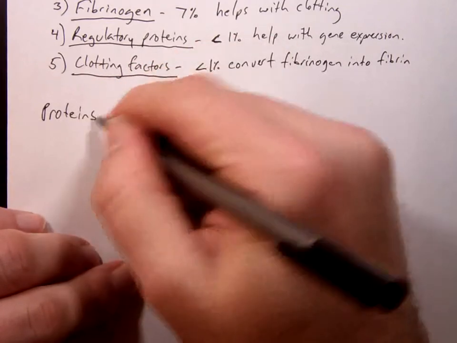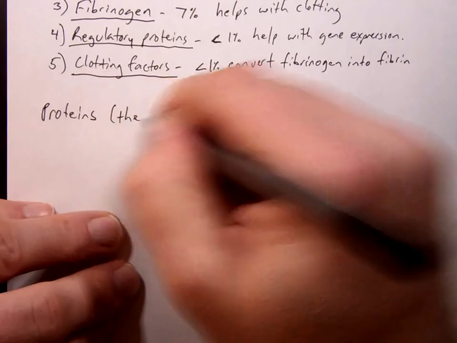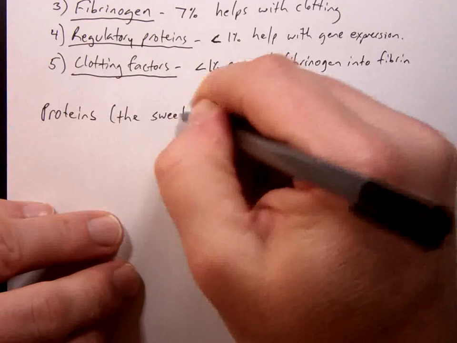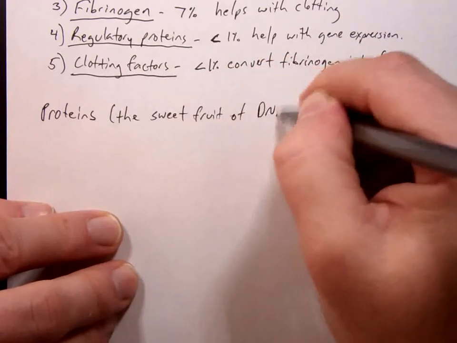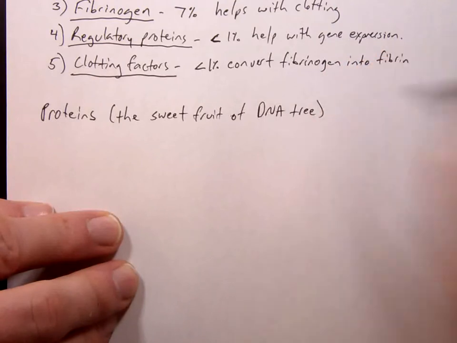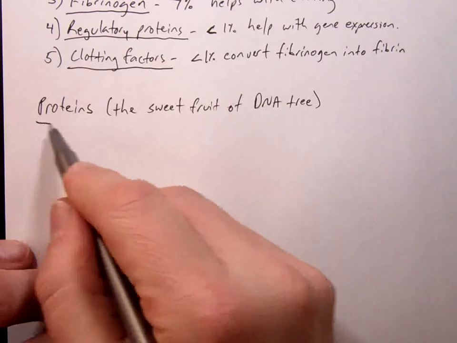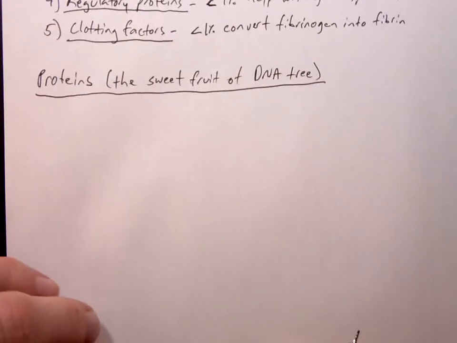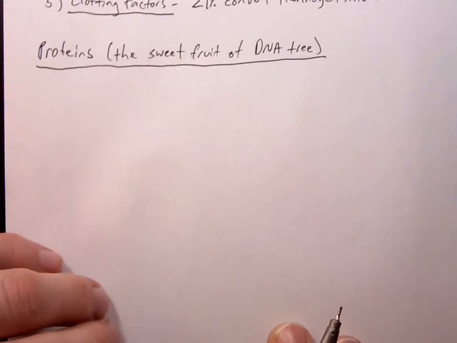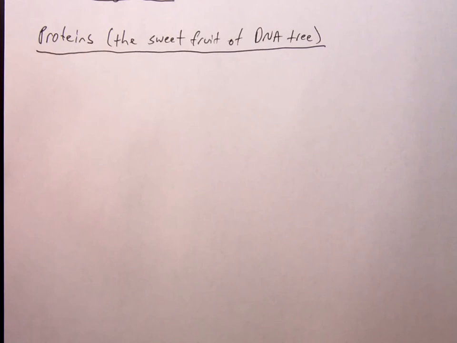I'm going to mess this up here for you. The sweet fruit of the DNA tree. You're like, what? They're fruits? No, they're not fruits, but in biology, I would go so far as to say proteins are probably the most amazing substance that exists on the earth. Yep, I said it. They can be so diverse in function.